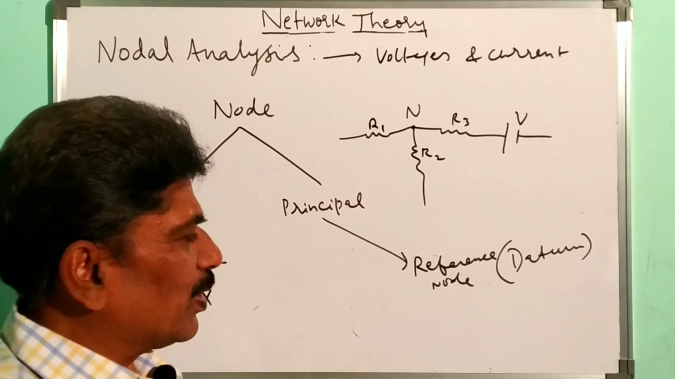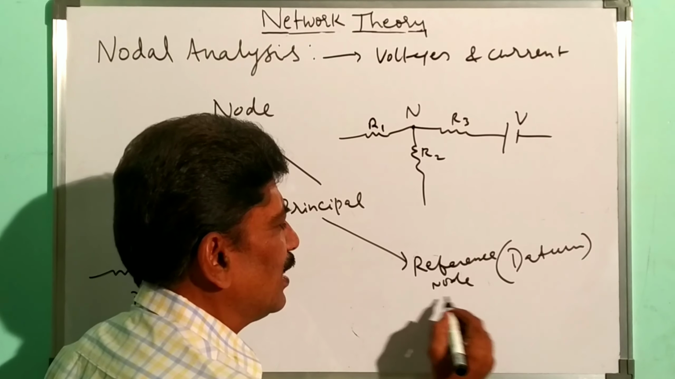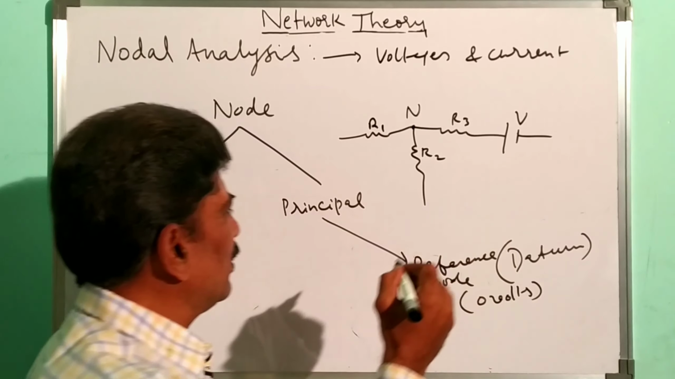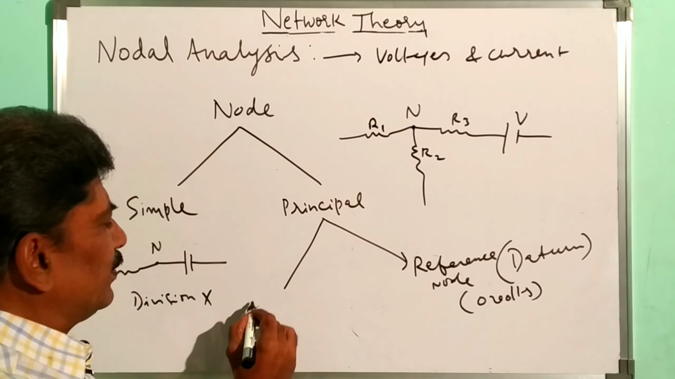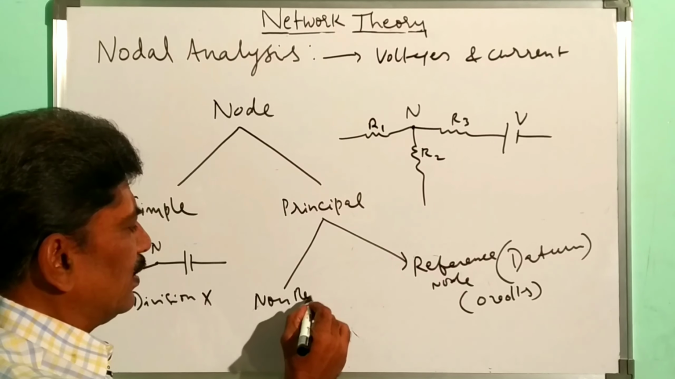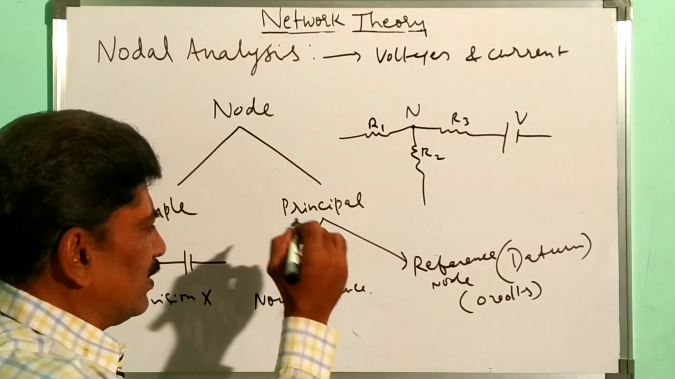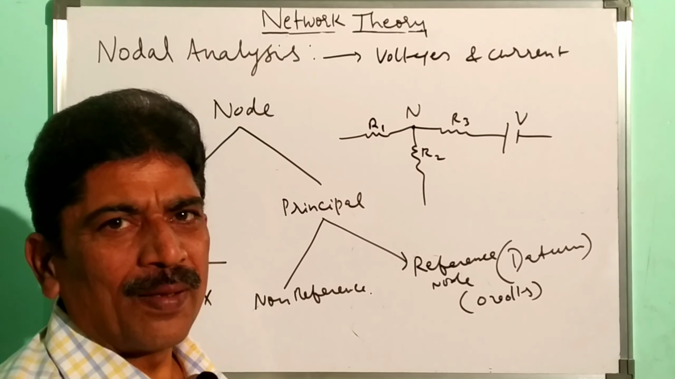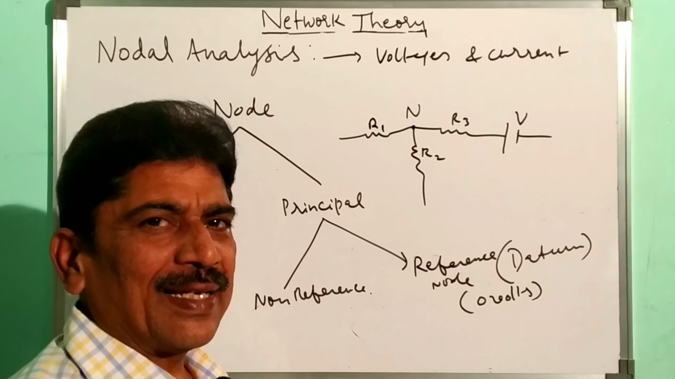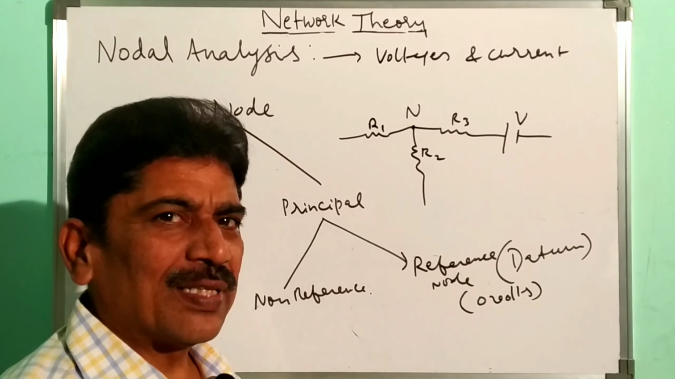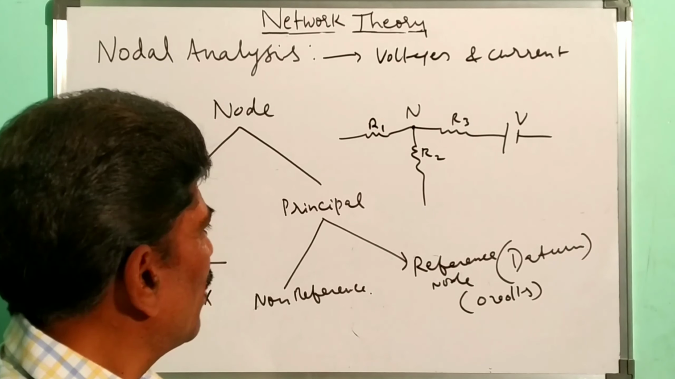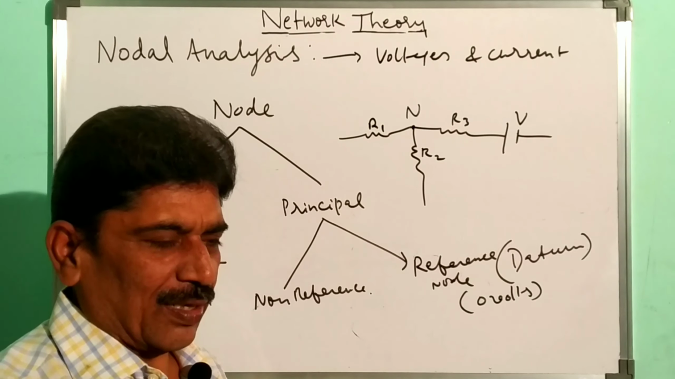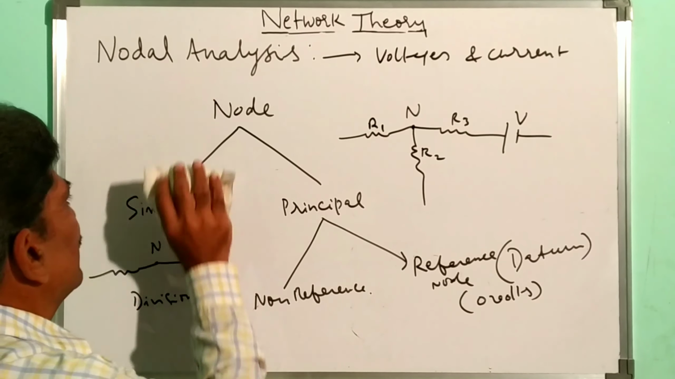For a datum node, the potential is 0. We assign zero potential to a datum node, 0 volts. Datum node and non-reference node. If there are n principal nodes in the circuit, then one node is selected as a reference node and all the remaining nodes are treated as non-reference nodes. Now we'll see the procedure for nodal analysis.